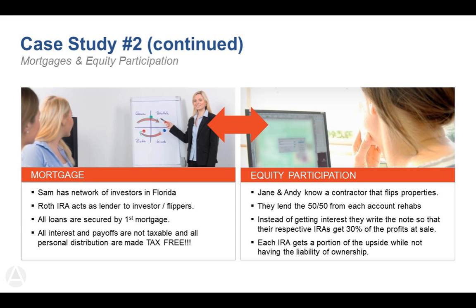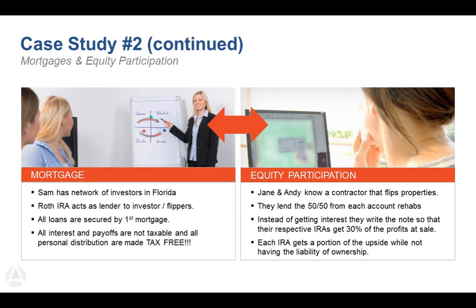So instead of the contractor having to make a monthly payment where they are paying the interest on the money that they lent out, they get to utilize the entire amount of money for doing the rehab, and then at the sale, they are paying 30% of the profits that they realize to the IRAs in lieu of an actual monthly interest payment. So each IRA gets a portion of the upside while not having the liability of ownership.